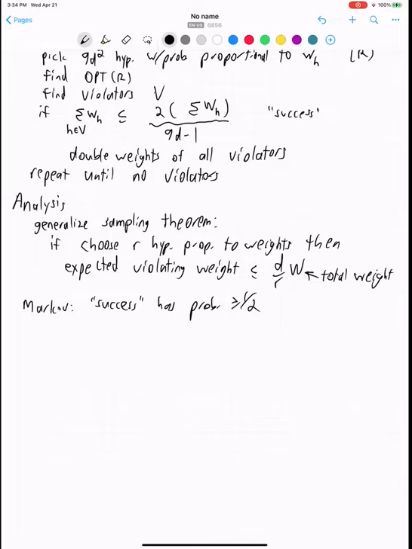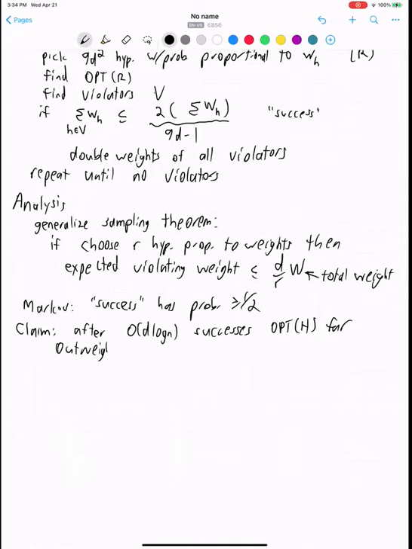So now comes the key. My lemma is that after order d log n iterations, that is, d log n successes, the optimum of H far outweighs all the other hyperplanes. And so we find opt.